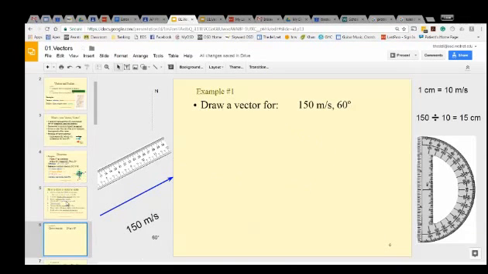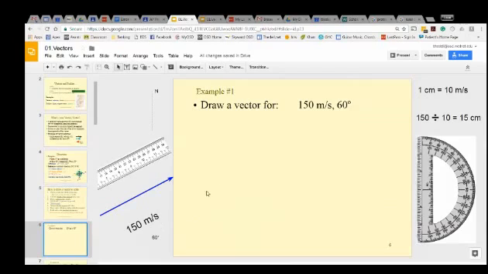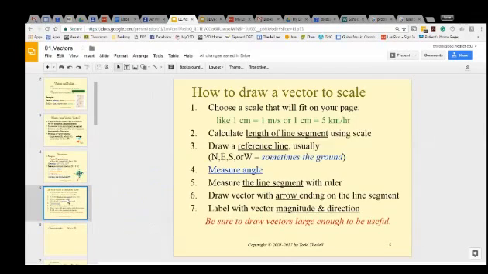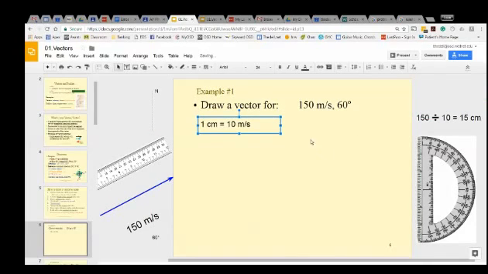So we'll reference back to the list of steps. The first thing we're going to do, we're looking at this 150 meters per second at 60 degrees. So the first thing we do is choose a scale. We want it to be large enough but not too small. I went ahead and chose 1 centimeter equals 10 meters per second.